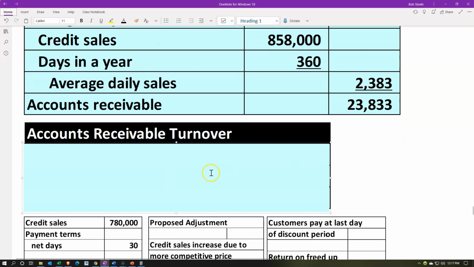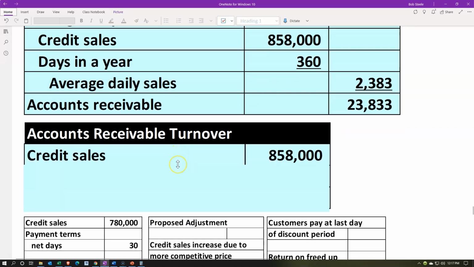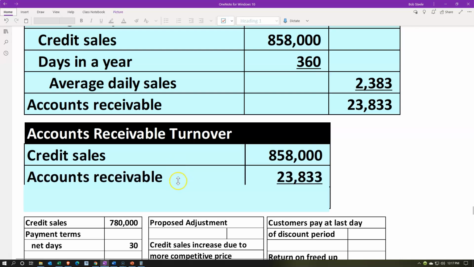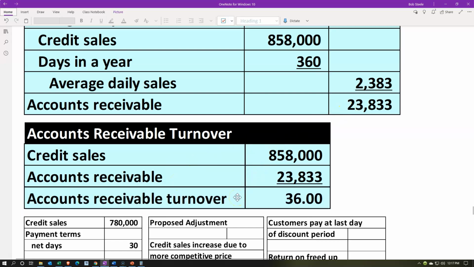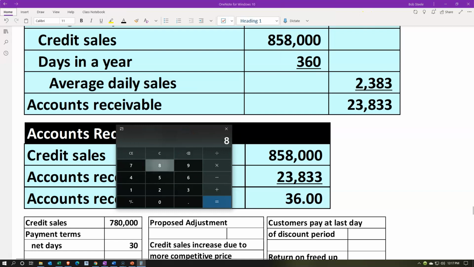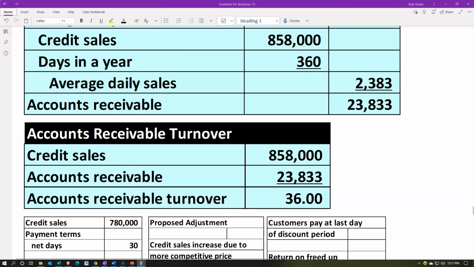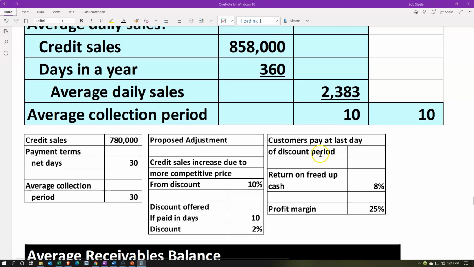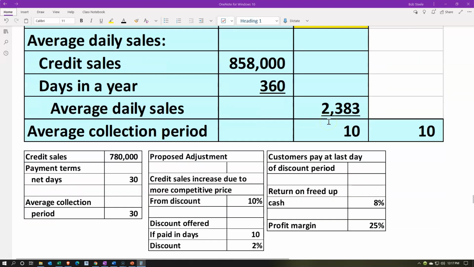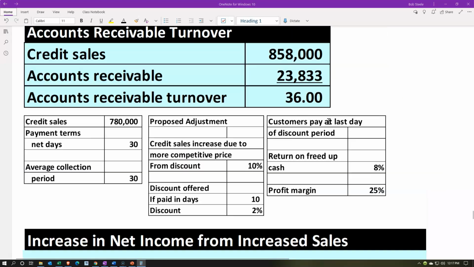The accounts receivable turnover then, now calculating as the credit sales, now up to the 858,000. And then we have the average accounts receivable, 23,833 about, which gives us about a turnover of 36. So once again, if we took the 858,000 divided by the 23,833, we get about the 36. So now this has increased a lot. So that's great because before it was 12. So that means we're collecting on our receivables sooner.